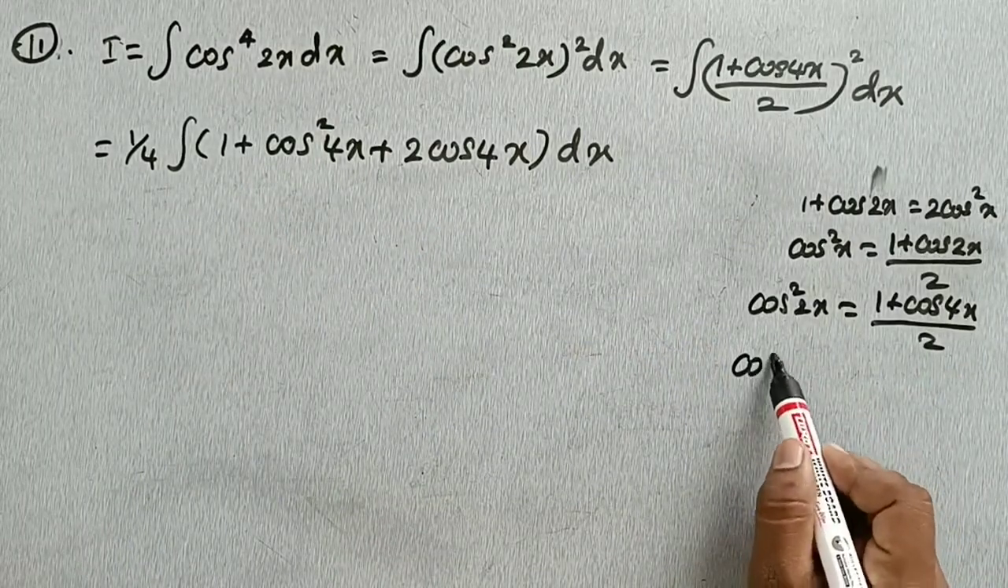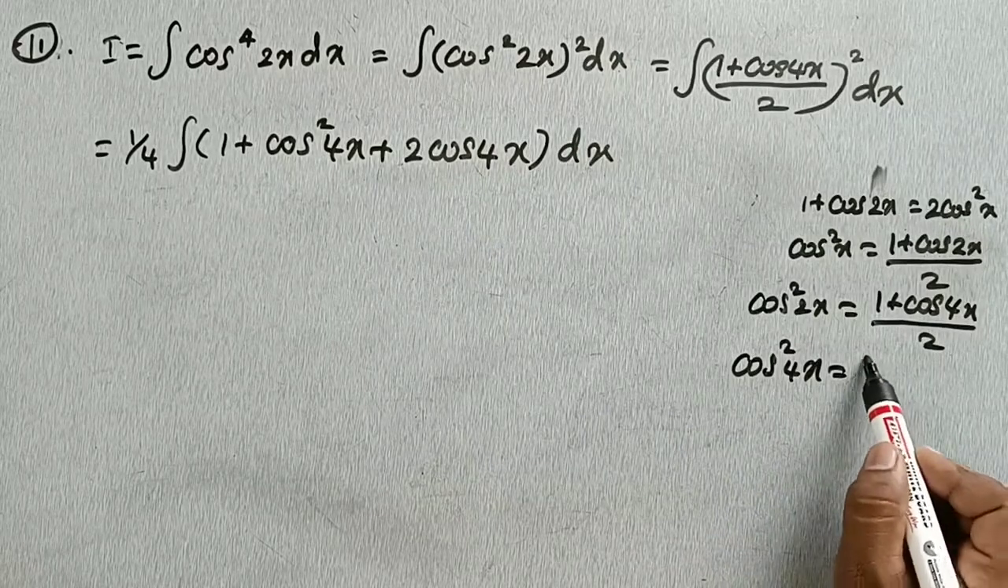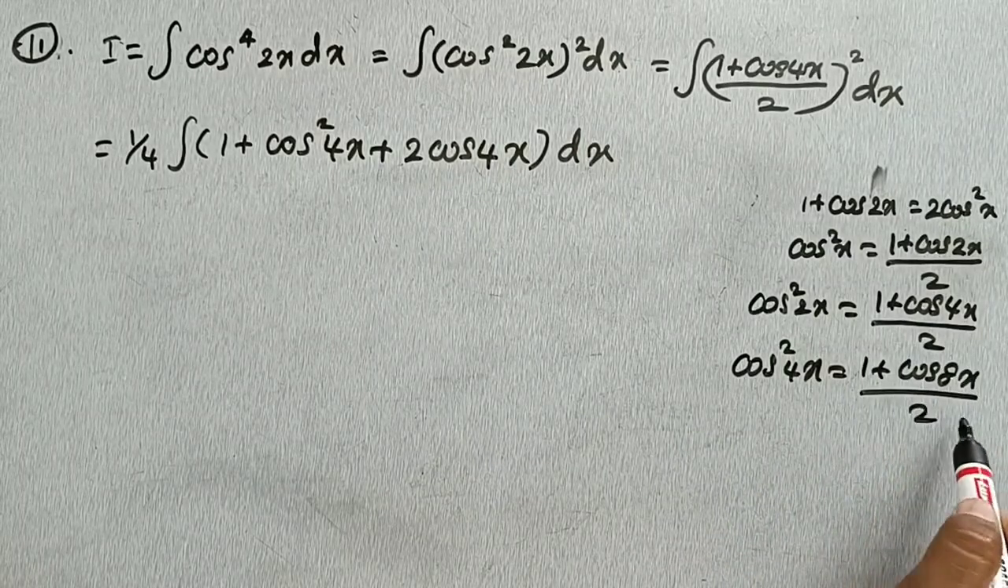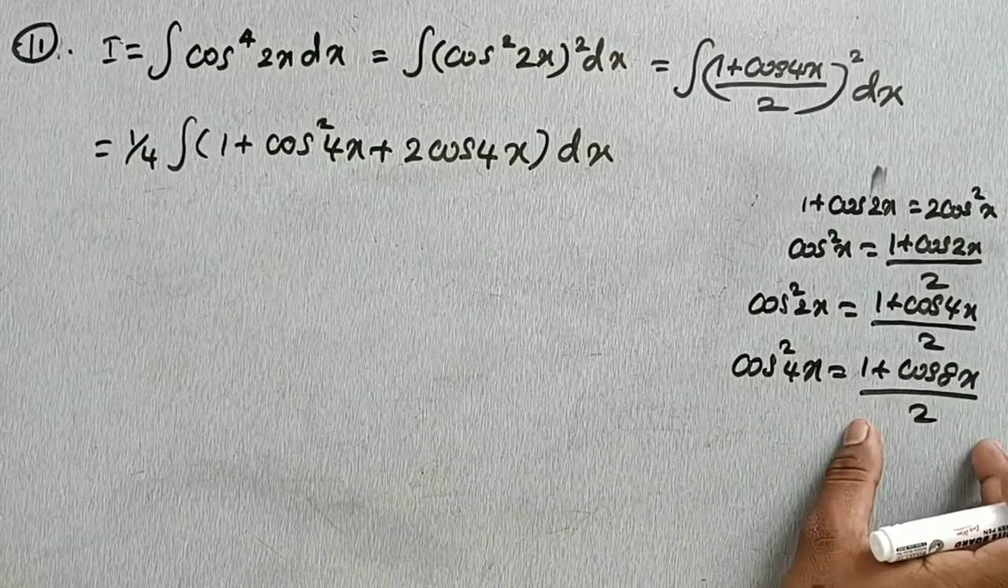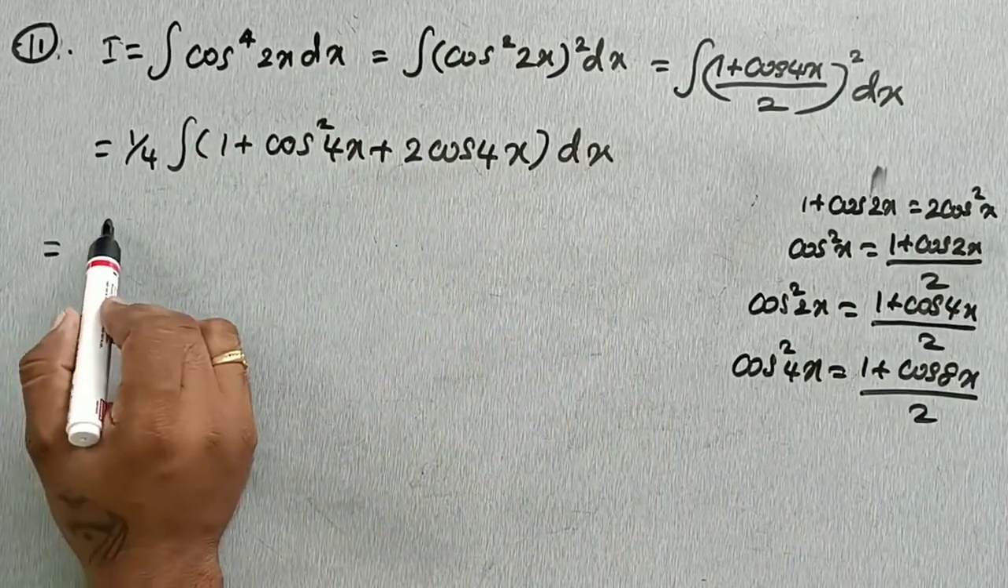So this formula again, using it, cos square 4x will come. Cos square 4x equal to (1 plus cos 8x) by 2 will come. So instead of cos square 4x, I need to replace it with (1 plus cos 8x) by 2. So I will separate the integral. Separating means what will come?